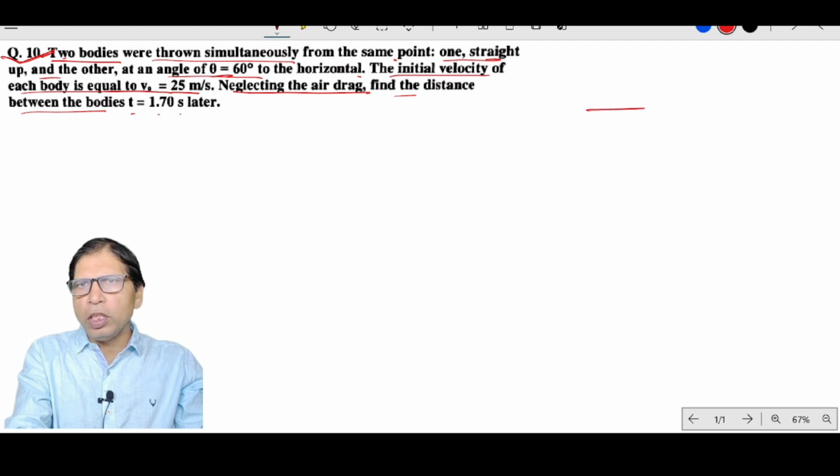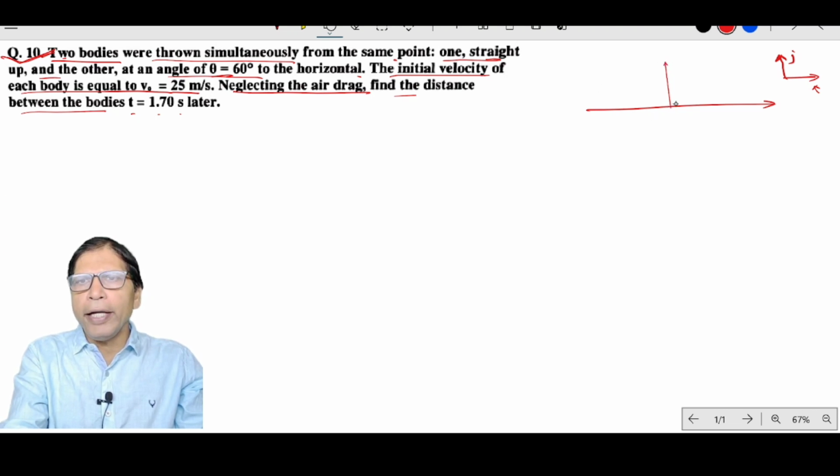Suppose this is the horizontal direction. Along this direction, the unit vector is i cap, and in the vertical direction, the unit vector is j cap. Now look at this. One body is thrown vertically upward, and another body is thrown at an angle of 60 degree with the horizontal. Both have velocity 25 meter per second. Now this angle is equal to 60 degree.